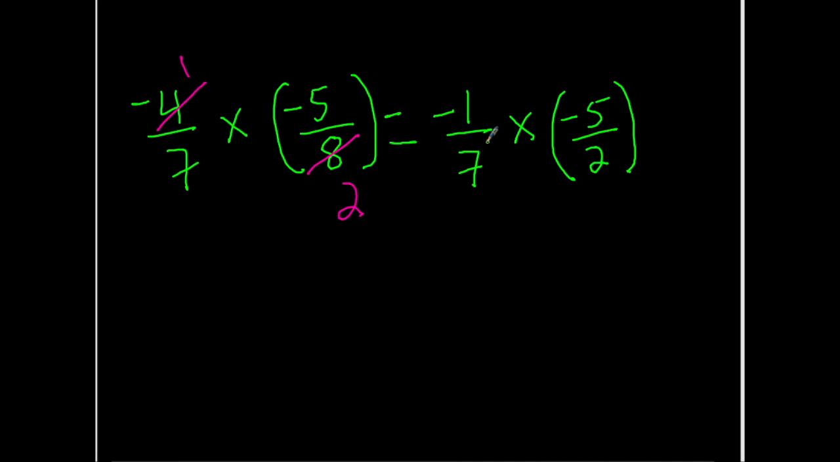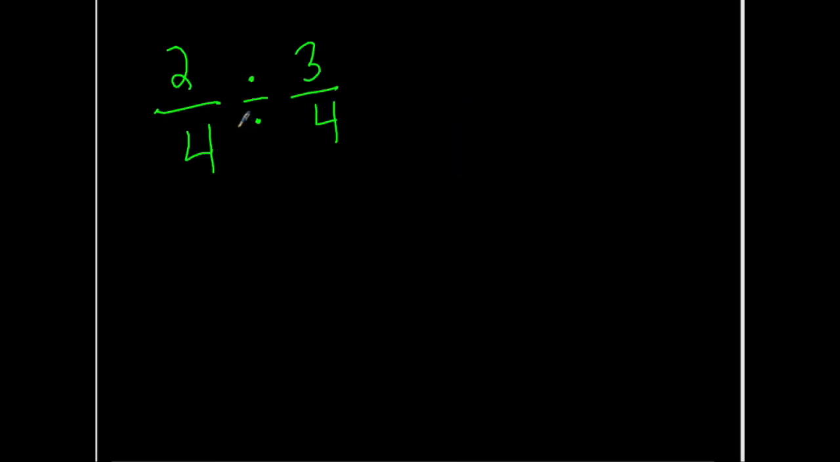Once you reduce the fraction, you simply follow the procedure where you multiply across the numerators and the denominators. So negative 1 times negative 5, a negative and a negative is positive. So this is 5. 7 times 2 is 14. So this is the answer because you've already simplified the fraction before you solved it, so the fraction cannot be reduced further. Now we move on to division.